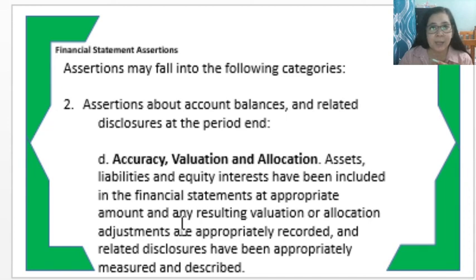Okay, another type of assertion under this category is accuracy, valuation, and allocation. So here, assets, liabilities, and equity interests have been included in the FS at appropriate amount, and any resulting valuation or allocation adjustments are also appropriately recorded, as well as its related disclosures. They are appropriately measured and described. So, accuracy as to the measurement, valuation, measurement also, and allocation of these accounts.